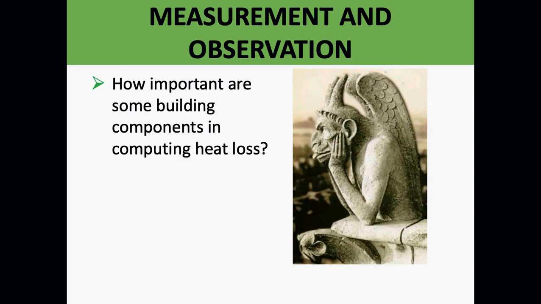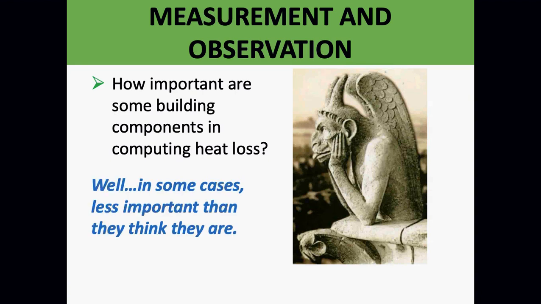So again, this is the point of this. You need to be able to realize the building components are a big part of computing heat loss. Okay, so how important are all building components? In some cases, they're less important than they think they are. For example, do I care about a statue in the front of a building with heat loss? No, I really don't. It makes no difference whatsoever. Different components have different needs with heat loss.